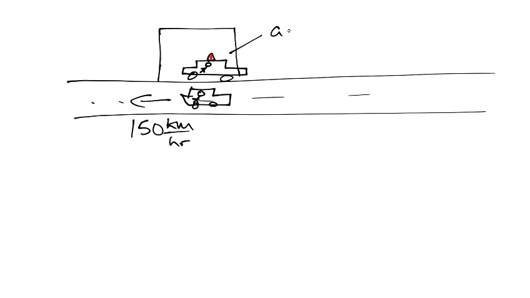The police driver accelerates at 2.5 meters per second squared as soon as they are in line with each other. So you can call this the start point. And as soon as they're in line with each other, the police car starts to accelerate from rest. So the initial velocity of the police car is 0 meters per second.